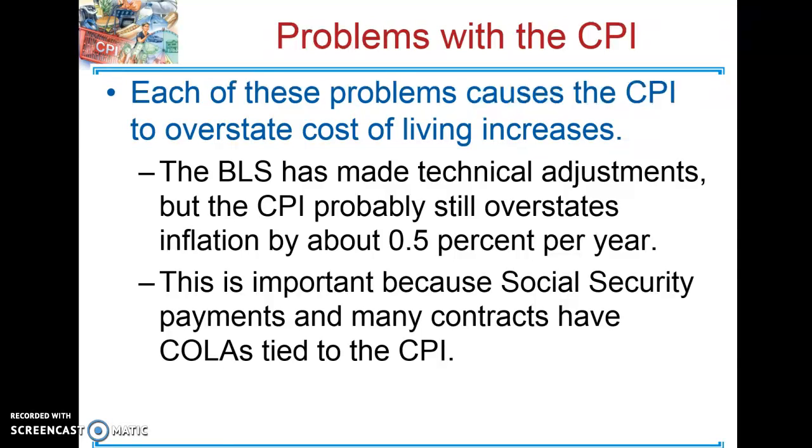The BLS will make some technical adjustments, but the CPI probably overstates inflation by about 0.5% per year. And this is important because people that are on Social Security have contracts that are tied to the CPI. COLAs are referred to as cost of living adjustments.